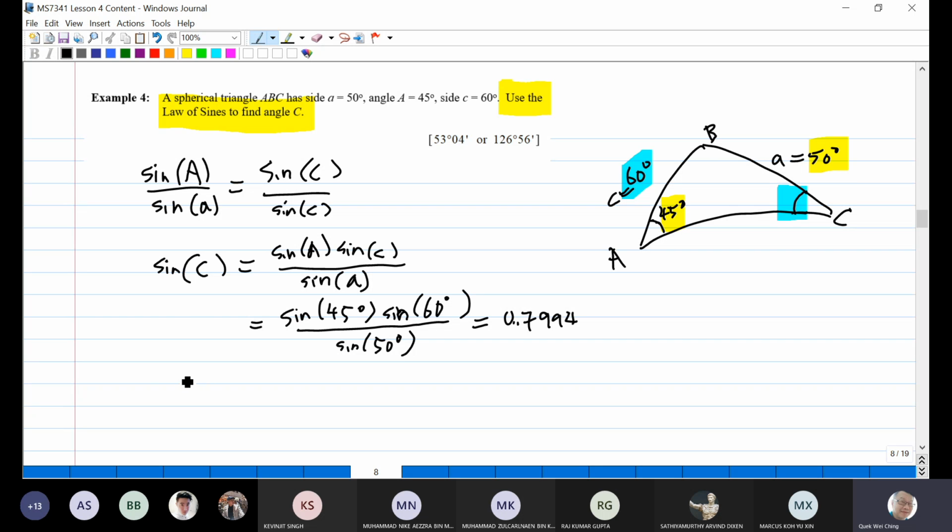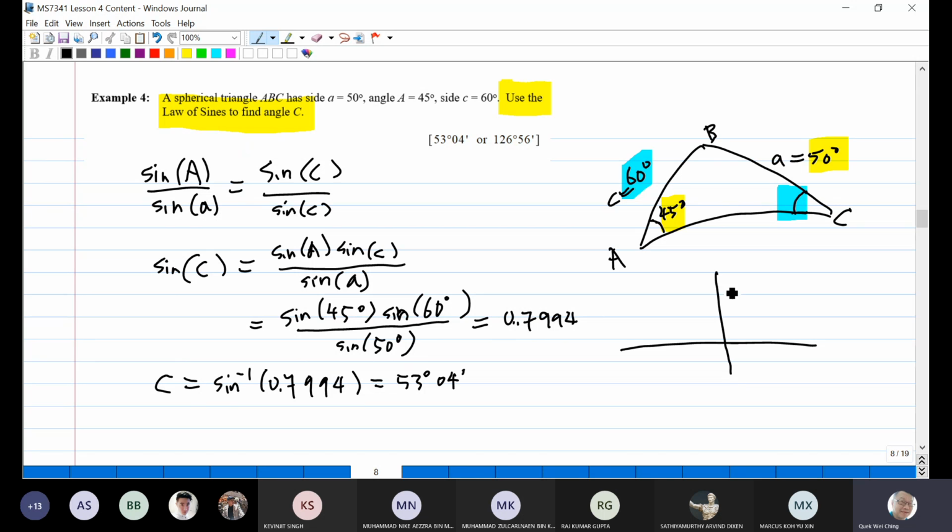Okay, so find out what C is now. C is equal to sine inverse of 0.7994. The first answer you get is 53 degrees 04 minutes here. Okay, so this is one possible answer, as given by the answer here. But there's also another answer, right? So what is the other answer? This one is tricky here.